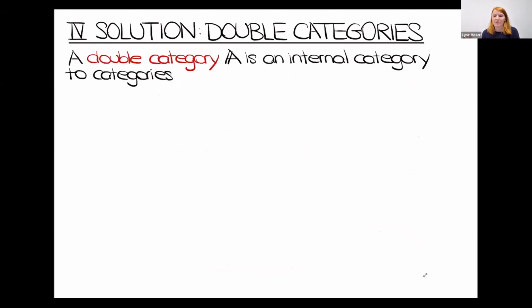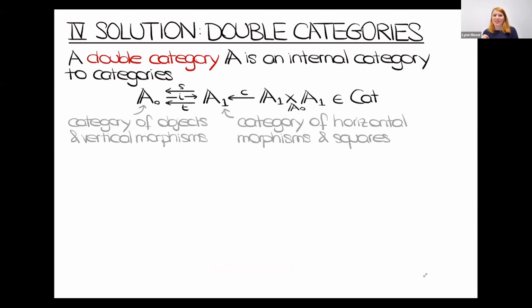So this is a definition of a double category, but since we're on day 4, I guess everybody knows what they are now. A double category is an internal category in categories. And here is my convention. At level 0, I will call this the category of objects and vertical morphisms. And at level 1, this will be the category of horizontal morphisms and squares.